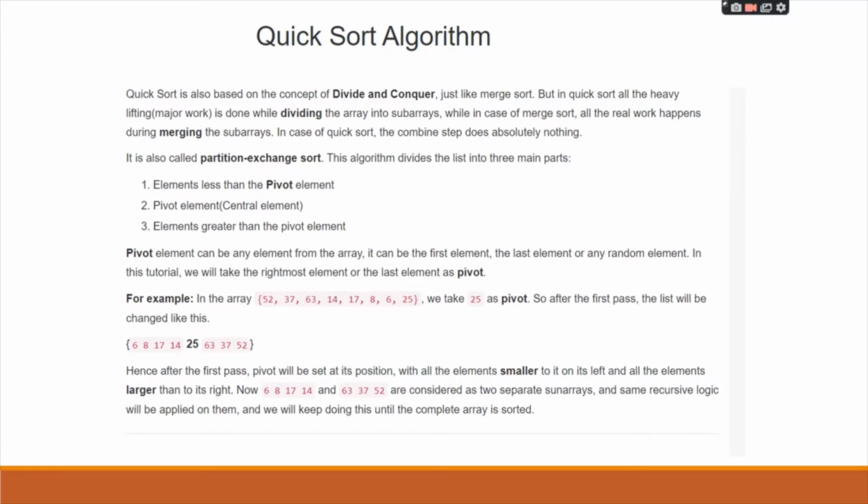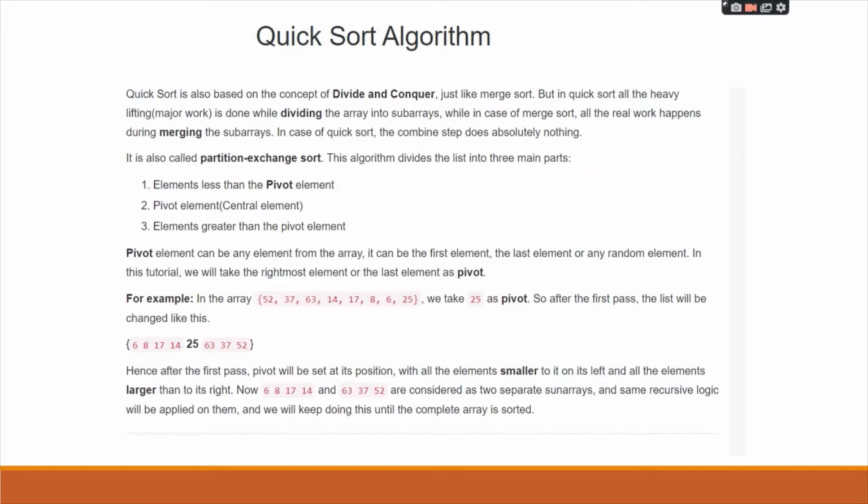As I told you earlier, it is also called partition exchange sort, and this can be divided into three main parts. First, the elements less than the pivot element. We'll be discussing what pivot means. Second, the pivot element, the central element to be discussed in this class. And third, elements greater than the pivot element. The pivot element can be any element from the array, and it can be the first, last, or middle element, or any element for that matter in the array. In this tutorial we'll be learning about how to take the pivot element. In this example we have taken the pivot element to be the last element.